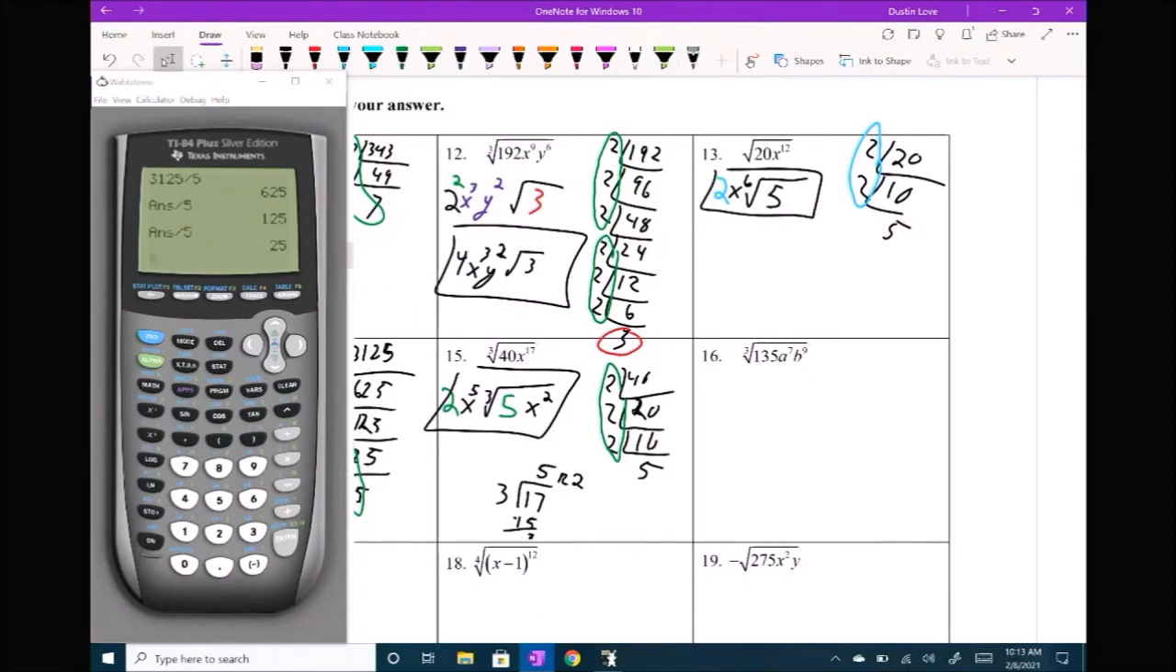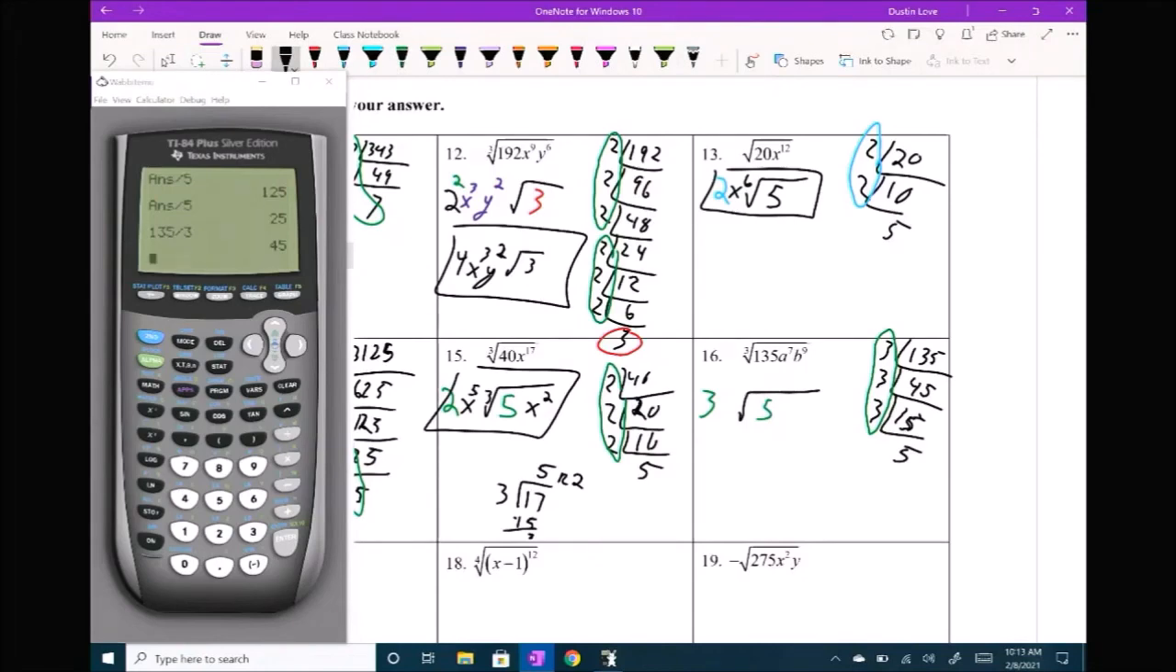Okay, number 16. Let's start off with our coefficients. 135. It's not even. I don't think 3 will go in. Oh, it does. 3 goes in 45 times. Then 3 will go in 15 times. Then 3 will go in 5 times. An index of 3 means I've got groups of 3. So for my cube root here, I'm going to do a 3 on the outside and a 5 left inside.